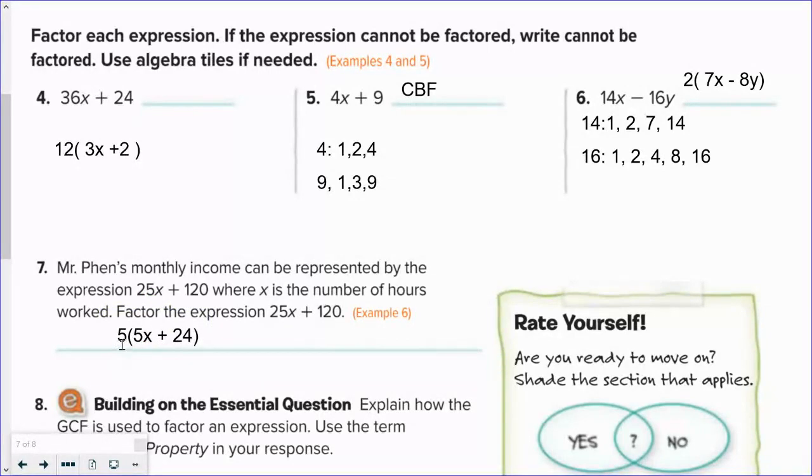Okay, we need to recheck your work. Okay, take 5 times 5x, you get your 25. Take 5 times 24, and yes, I get 120.